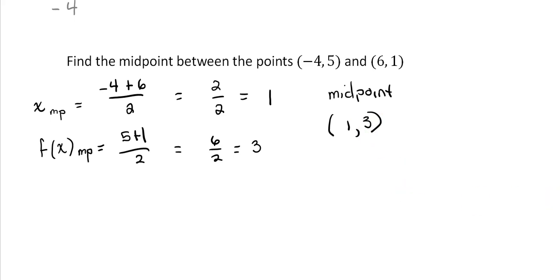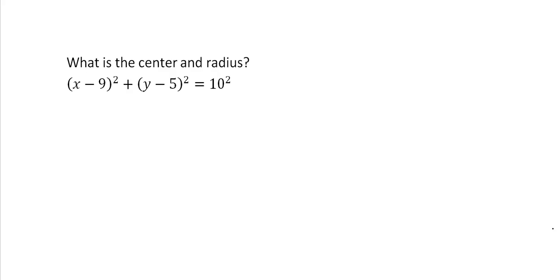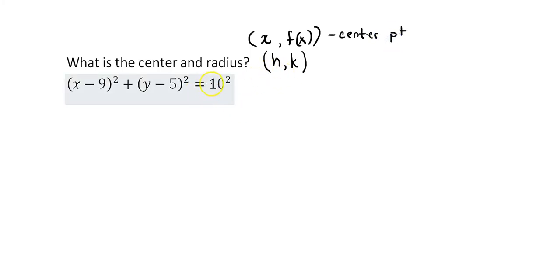All right, let's take a look here. What else do we have going on? All right, so what is the center and the radius of this particular circle? All right, so remember for our equation, the two pieces that you need are the h and the k, right? Remember, this is our x value and our f of x value. For the center, that's the point at the center. And then our radius is going to be what it equals. So radius squared is going to, in this case, be our 10 squared.